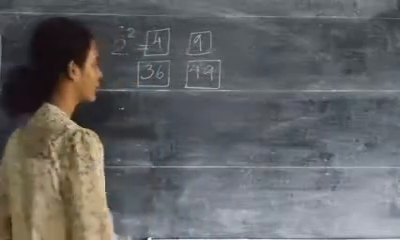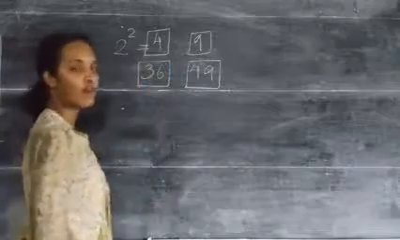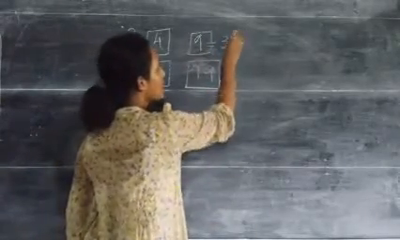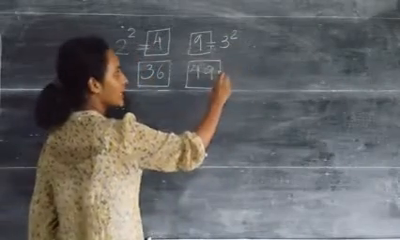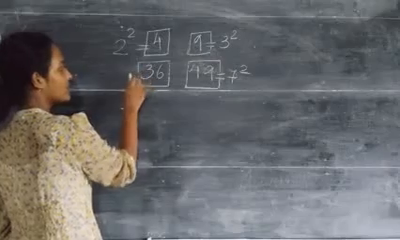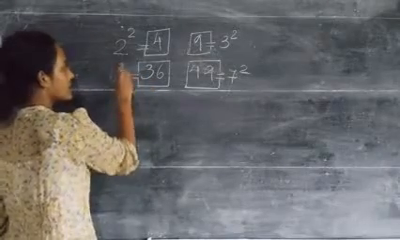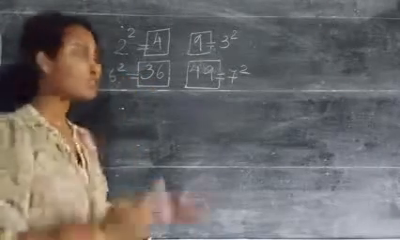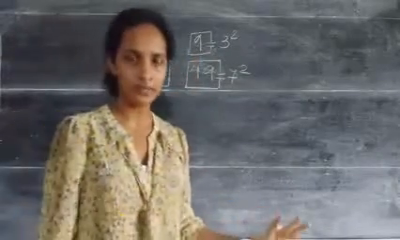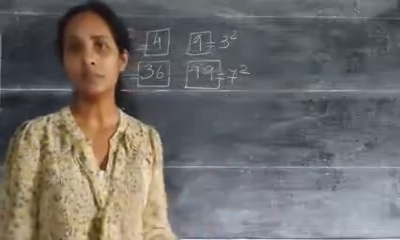Now keeping that in mind, 2 square is 4. Likewise, 9 is which number's square? 9 is 3 square, right? 49 is which number's square? 7 square, right? So likewise, 36 is which number's square? 6 square, right? So a number which is a square of some other number is called a perfect square.